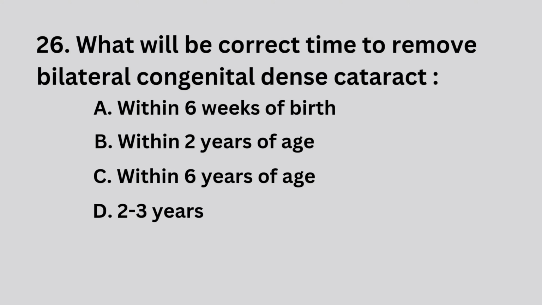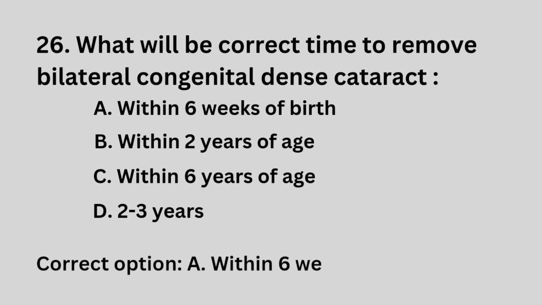Next question. What will be the correct time to remove bilateral congenital dense cataract? Option A, within 6 weeks of birth. Option B, within 2 years of age. Option C, within 6 years of age. And option D, 2 years to 3 years. Correct answer is option A, within 6 weeks of birth.